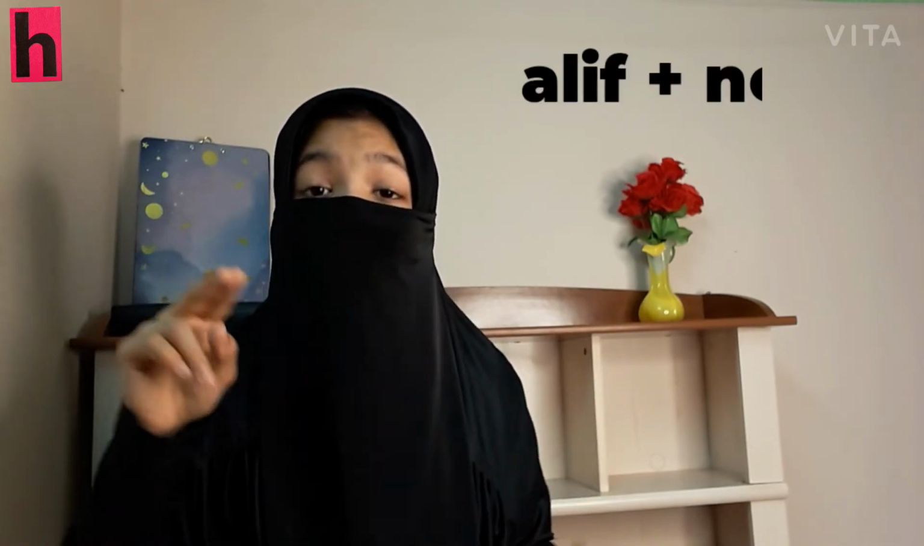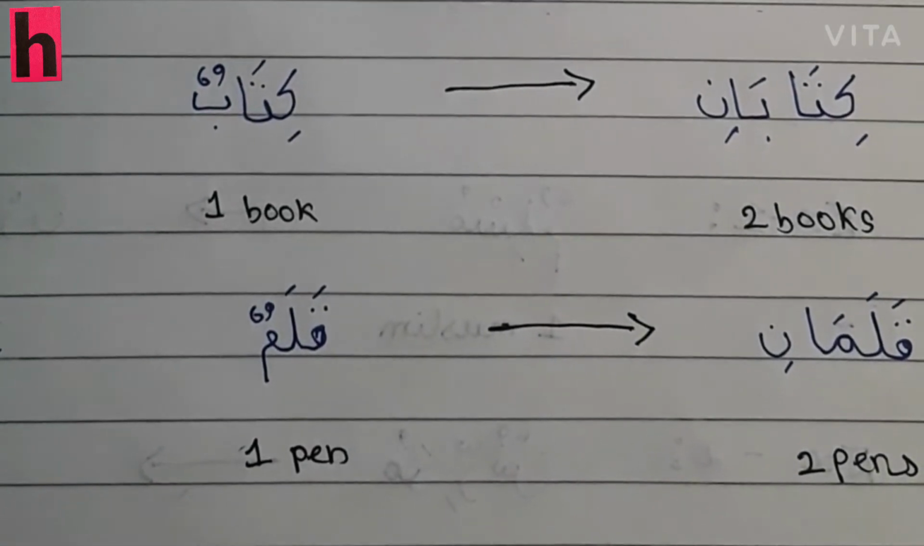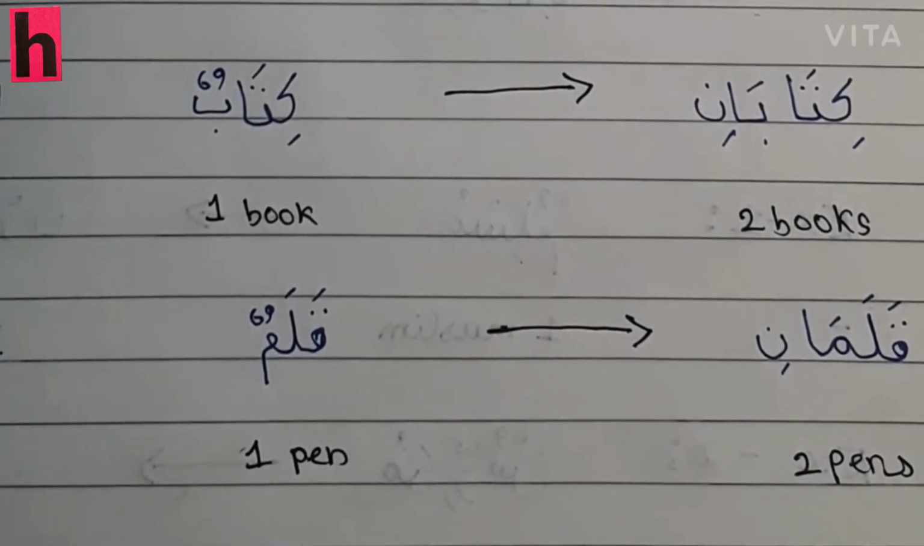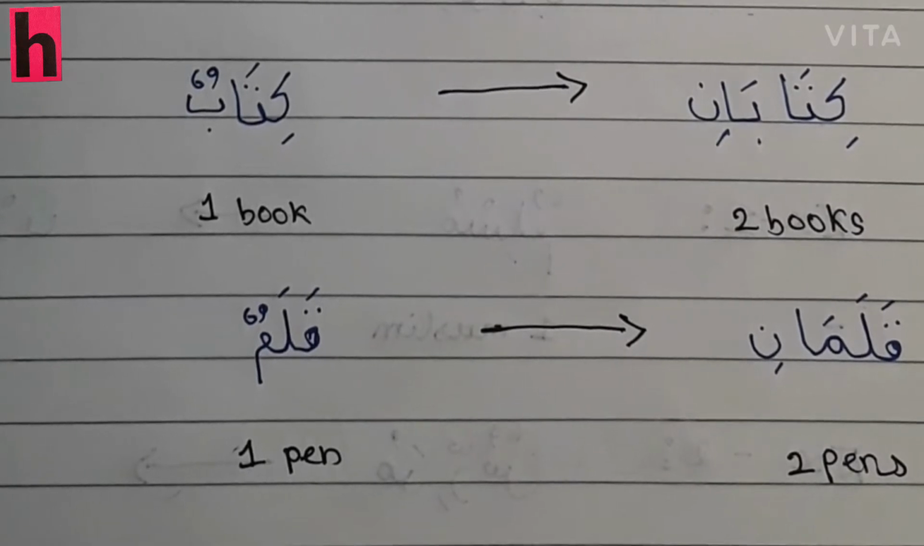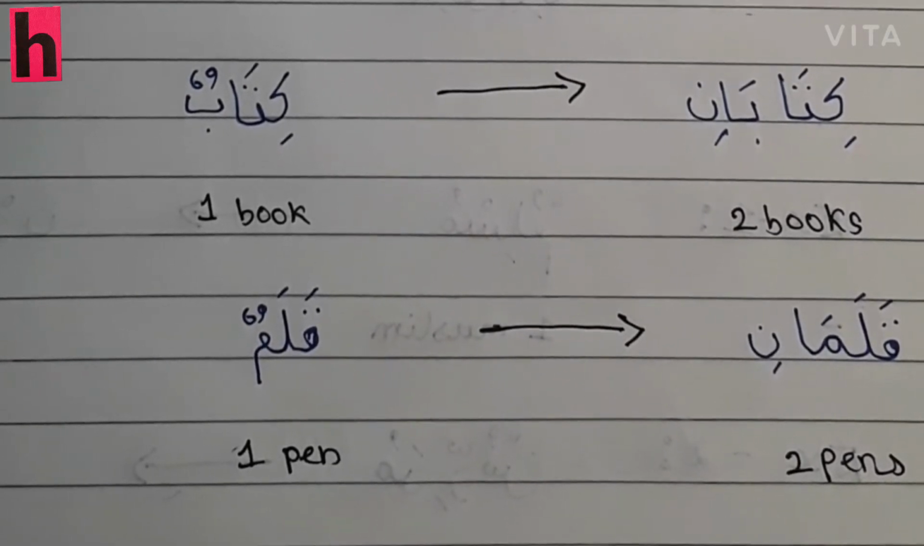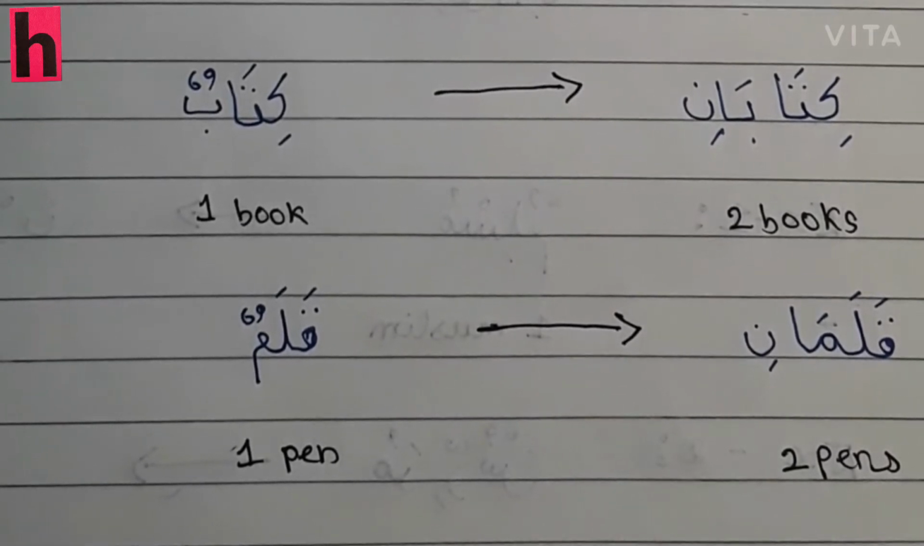You have to do nothing but just add alif noon at the end. Let me show you a picture so that you'll understand it better. Coming on with the first example, kitabun. Kitabun meaning one book. To change it into dual form, you will need to add alif noon. And when you add alif noon, kitabun becomes kitabani, which means two books.